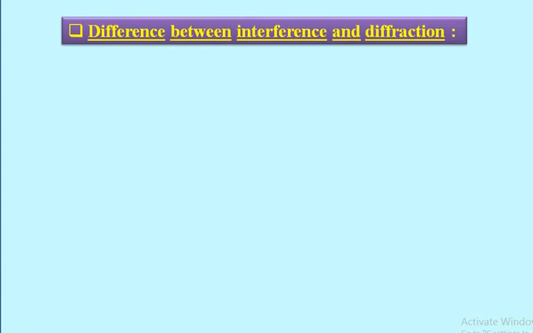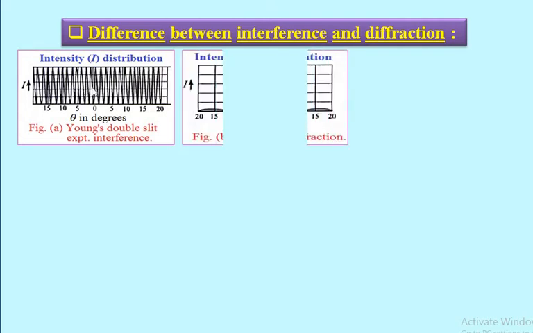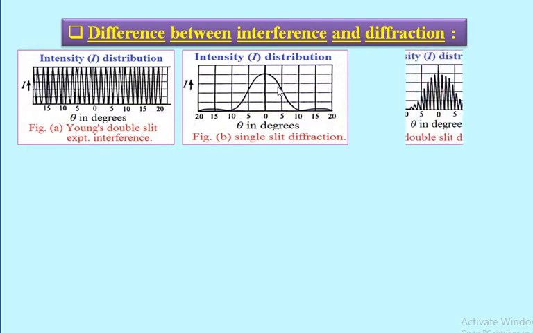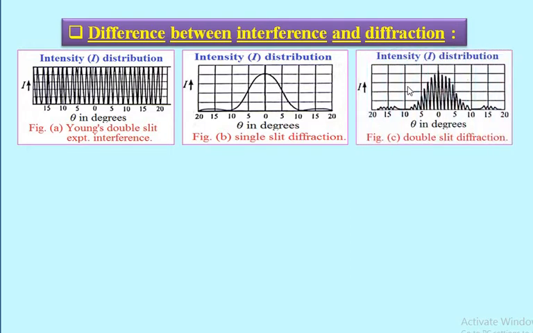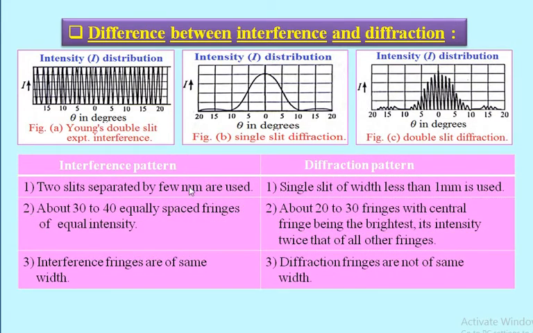Difference between interference and diffraction. Let us see the diagram for the Young's double slit interference pattern, the diagram for the single slit diffraction pattern, and the third diagram is the double slit diffraction pattern. The difference between interference and diffraction is given here.